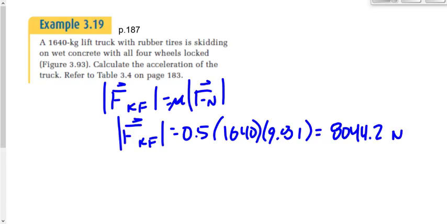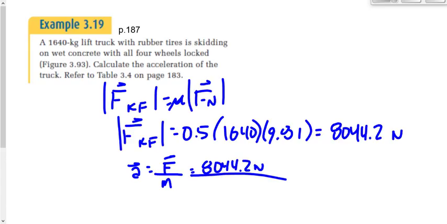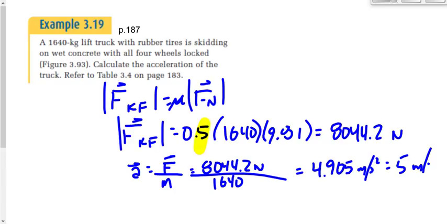Now what? That's the easy part. Then you use the acceleration you learned the other day, which is equal to F over M. We're going to say 8044.2 divided by the mass of 1640. So it's equal to 4.905 meters per second squared, which we're actually going to round to one digit because of this again: 5 meters per second squared.